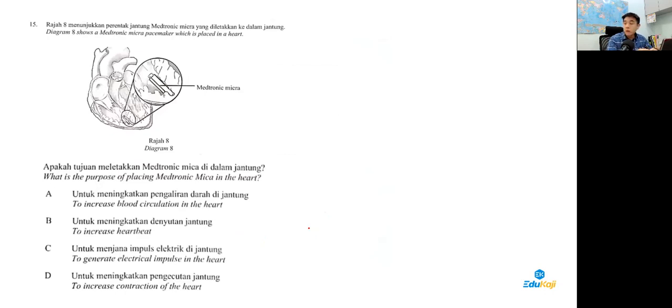Okay, so for question 15 here, guys, we are still in chapter 10. What is the purpose of a pacemaker? Draw one star. Now, a pacemaker acts like the sinoatrial node. It is to generate electrical impulses. Okay, to generate electrical impulses.